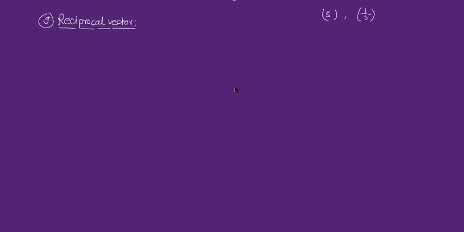So if a bar is the vector given, its reciprocal is a bar raised to minus 1. This a bar raised to minus 1 is called its reciprocal vector, which is nothing but 1 upon vector a bar. So 1 upon vector a bar is said to be the reciprocal vector of a bar.